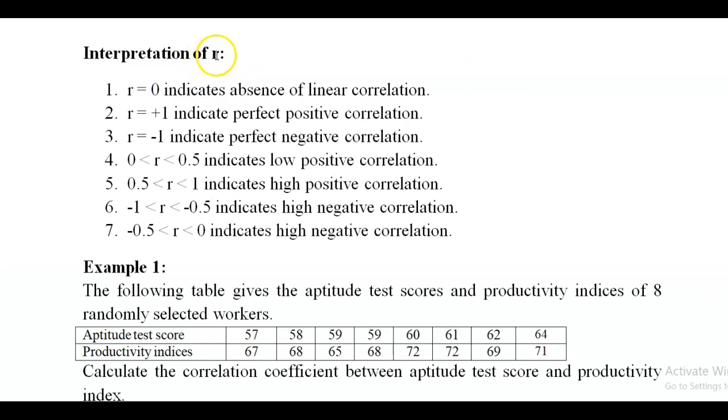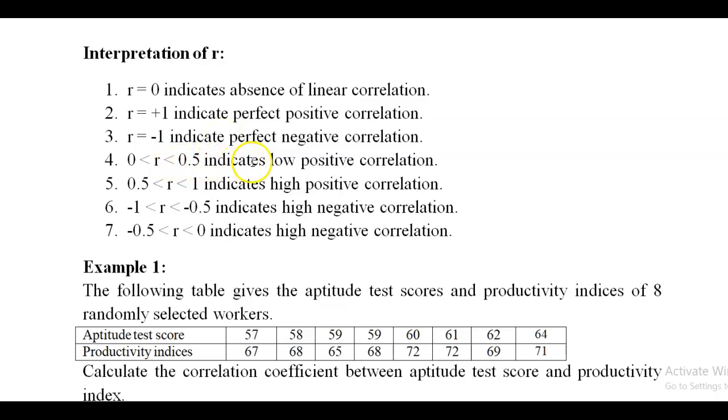Interpretation of the correlation coefficient. We are calculating the correlation coefficient by the above said formulas or by the scatter diagram. If the value of r is 0, then we can say there is no correlation, that is, absence of linear correlation. And r equal to +1 indicates perfect positive correlation. r equal to -1 indicates perfect negative correlation.